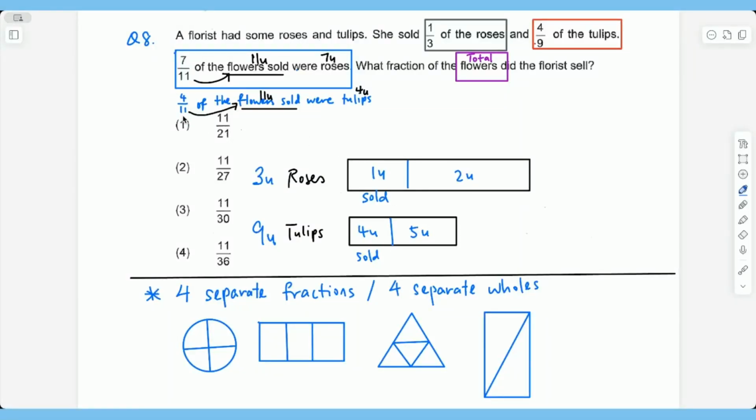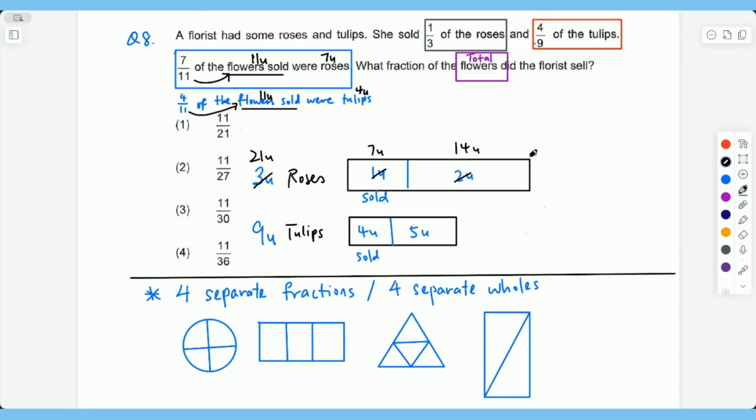Now we are told that 4/11 of the flowers sowed were tulips. So we have 4 units here that are sowed. And roses has to be 7 units. Hence, we have to change this 1 unit to become 7. We times 7 here. This becomes 7 units. And 2 units, we need to times 7. That's 14 units. And now the total units for roses becomes 3 times 7, which is 21.